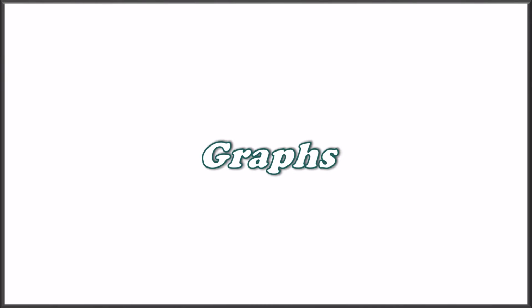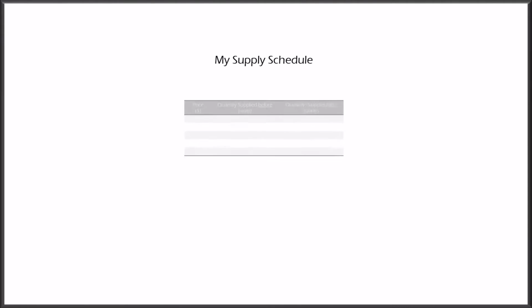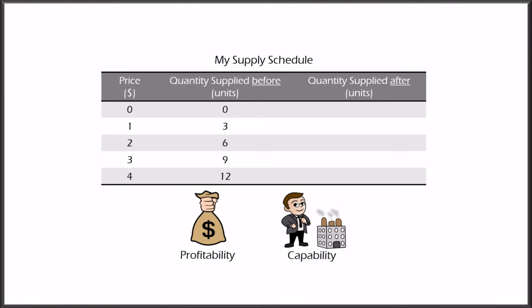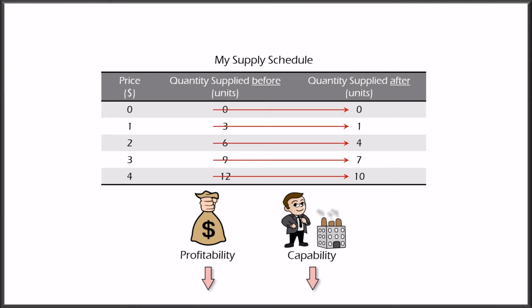Now, let's see how these concepts can be represented in graphs. We can see the difference between a movement along the supply curve and a shift of it when using the supply schedule. Remember that moving from row to row on the table shows a movement along the curve. If an economic event were to reduce the profitability I receive from selling a product or reduce my capability to produce it, I may now have the following schedule. Keep in mind that my quantity supplied has changed for all the prices shown here, except for $0, because quantity supplied cannot be negative. This is known as a decrease in supply.